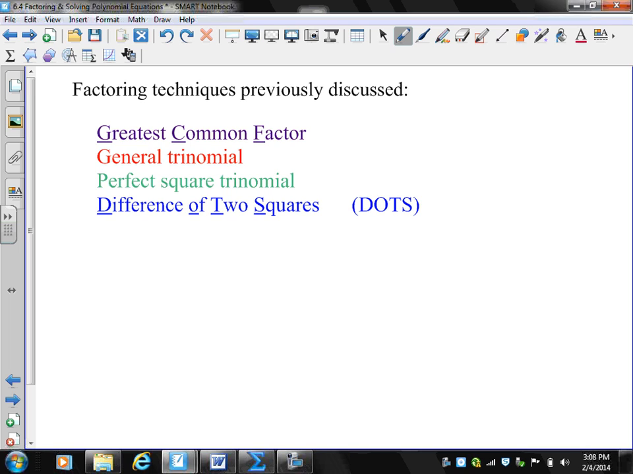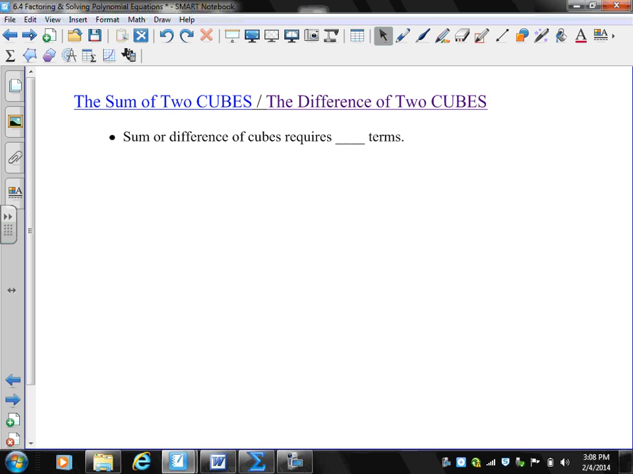We had greatest common factor, general trinomial factoring, perfect square trinomial factoring, and the difference of two squares, something like x squared minus 9. So those are previous techniques that you should be pretty comfortable with at this point. Okay, so let's just jump right into the sum of two cubes and the difference of two cubes.